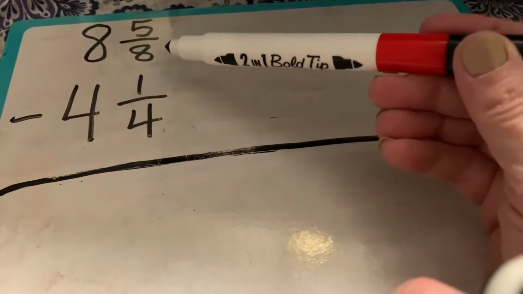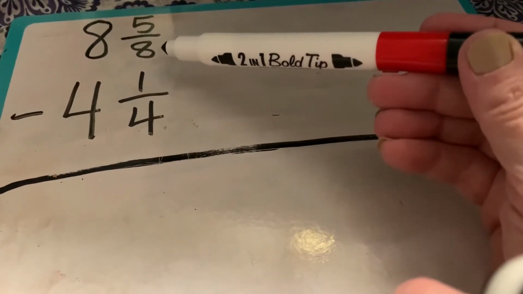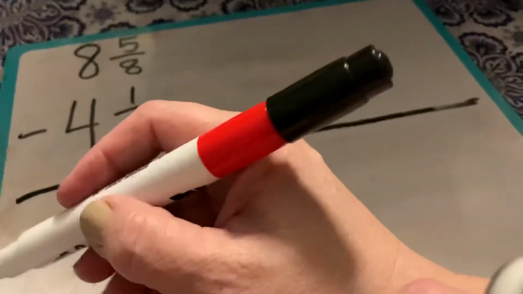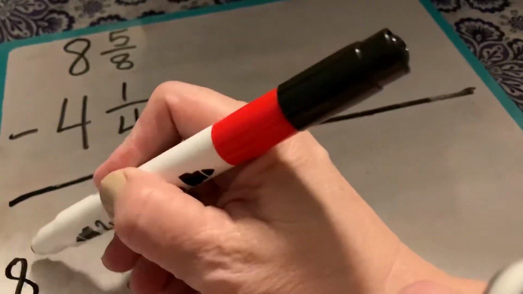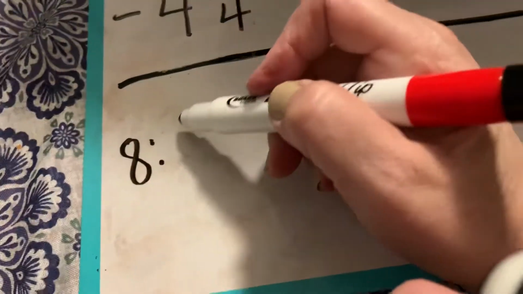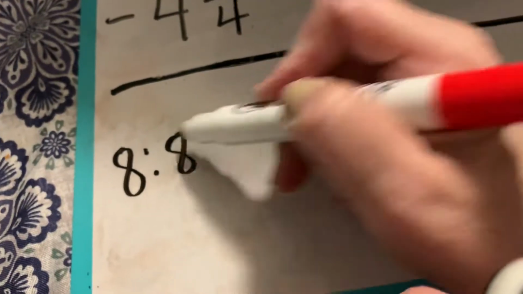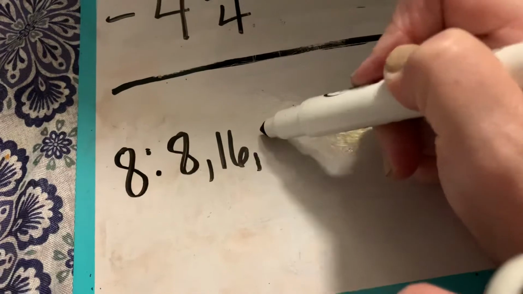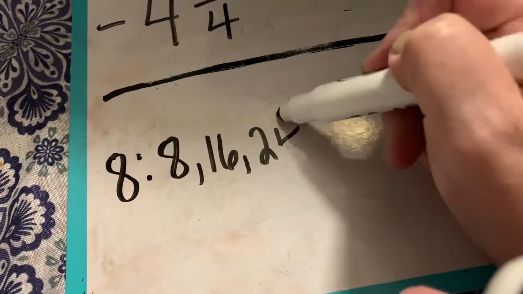And again, just like when we add, we can start by listing the multiples. So I'm going to start with 8. I can list the multiples of 8. 8 times 1 is 8. 8 times 2 is 16. 8 times 3 is 24.